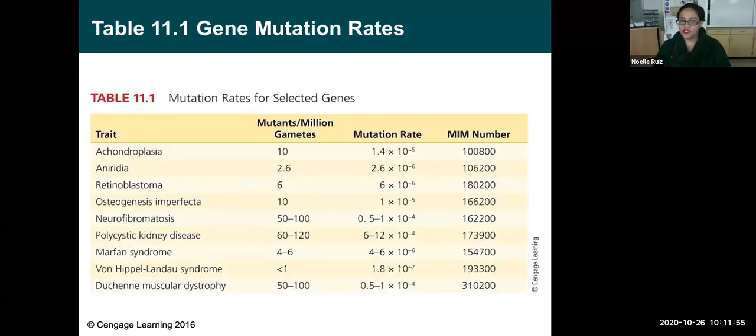There's just a table of mutation rates for selected genes. Achondroplasia is really high up there. That's dwarfism. There are 10 mutants per million gametes. They calculate that out to a mutation rate. Muscular dystrophy is another one that has a lot.